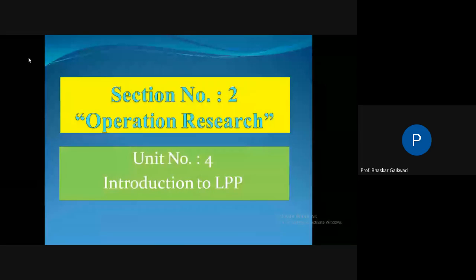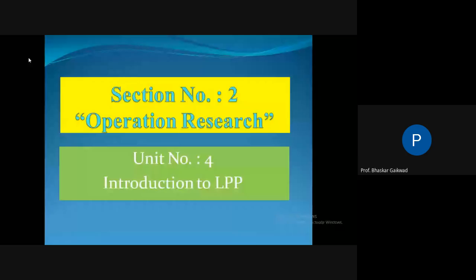Now section number two is related to operations research. This second section contains three chapters. First is the introduction of linear programming problems. This is the LPP, where all numerical problems will be there. After that, assignment and transportation problems. After that, CPM and PERT: critical path method, and PERT is program evaluation and review technique. PERT and CPM techniques are there in the last chapter.